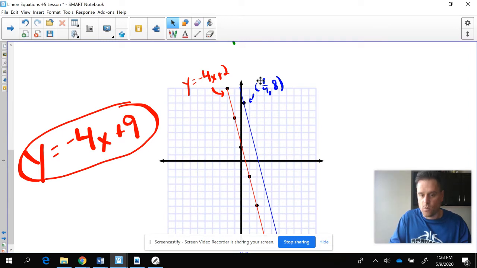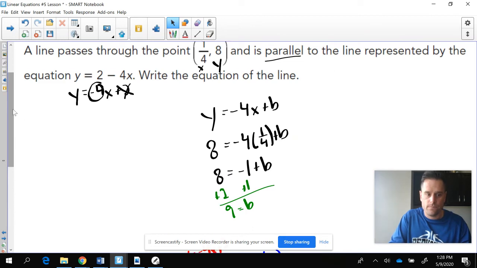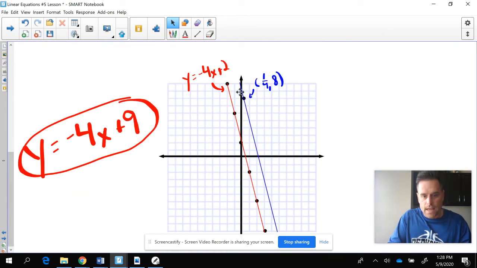Doesn't that work? Isn't that 1/4 8? Look how cool that is. 1/4 8. And then do you see where it hits? Doesn't hit right at a 1, 2, 3, 4, 5, 6, 7, 8, 9. Hits right at 9. There you go. So now we know it's correct. I thought that was cool.